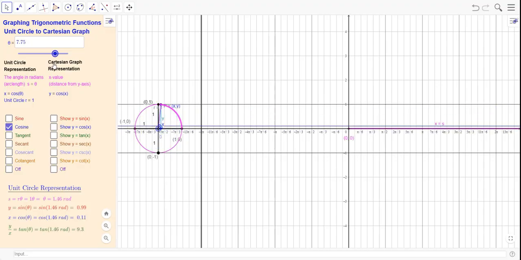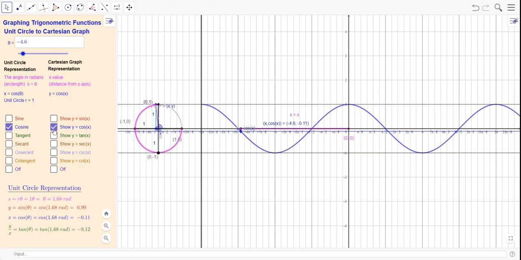So once again, it looks like it's maybe some kind of a wave. Let's take a look at what that traces out. Yep, sure enough, it's a wave. It looks very much like the sine wave. It's actually just that sine wave shifted over a little bit. And so we get the cosine curve there.